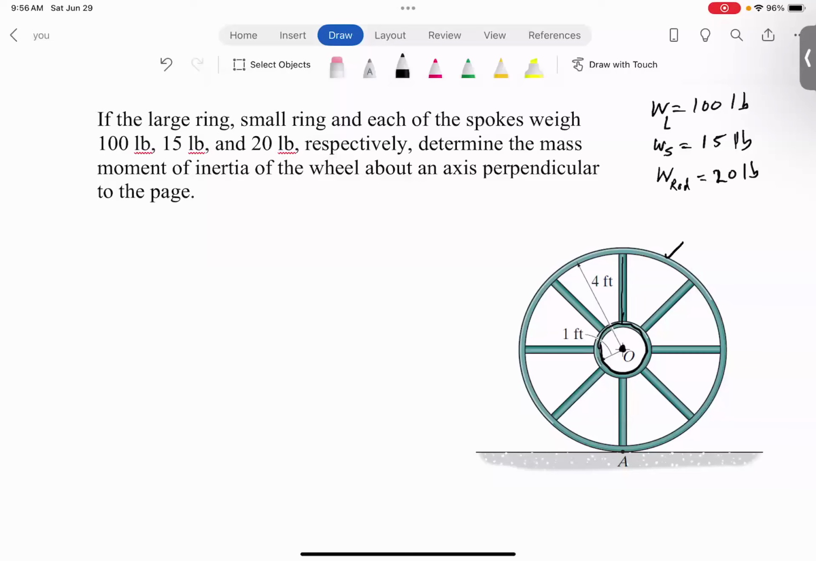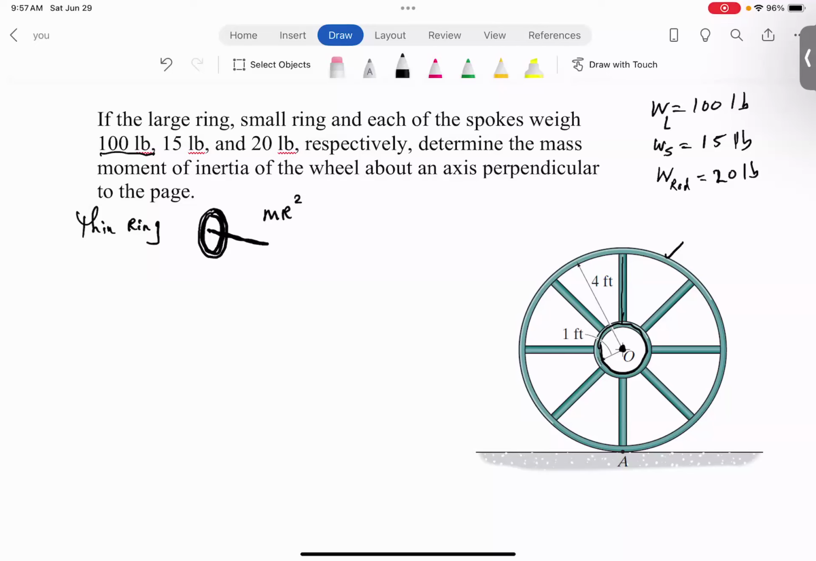All right, this is a really simple problem. You need a table to know what the mass moment of inertia of different bodies are. For example, for a thin ring, the mass moment of inertia with respect to this axis is mr squared, mass times radius squared. Be careful with the units. These are the weights, and for the mass in slugs, you have to divide by gravity, g.